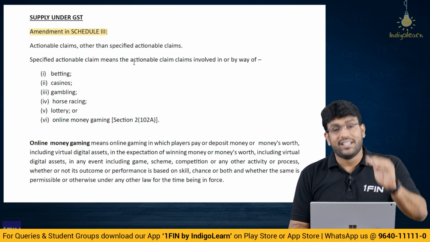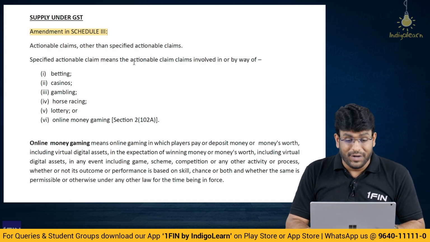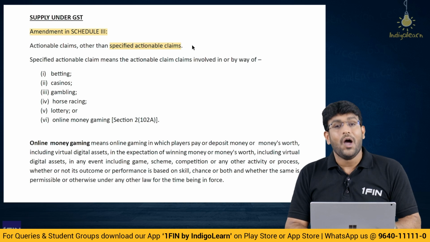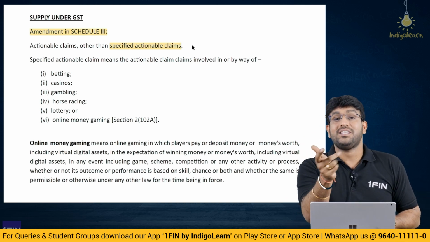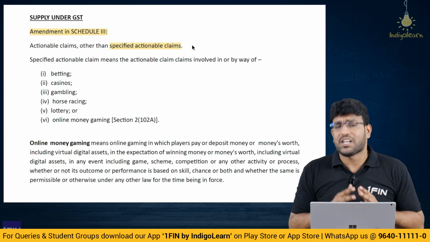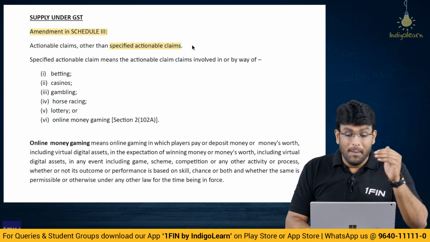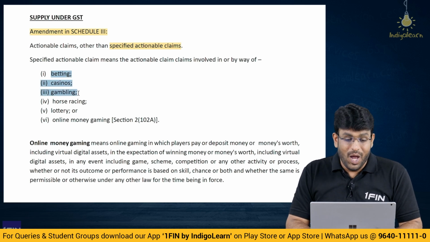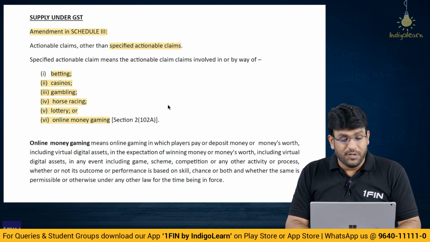And one more point, what we had earlier was actionable claims other than betting, gambling, lottery. Now this point has been modified to actionable claims other than specified actionable claims. What does that mean? On actionable claims, GST will not apply, but on specified actionable claims, GST will apply. First of all, what is a specified actionable claim? Specified actionable claims are those which we are going to talk about in the definition. Basically, what is covered is actionable claims involved in betting, casinos, gambling, horse racing, lotteries, online money gaming. All these are covered in specified actionable claims.